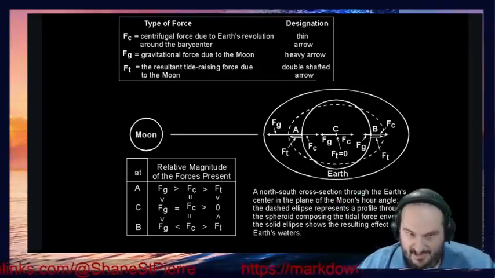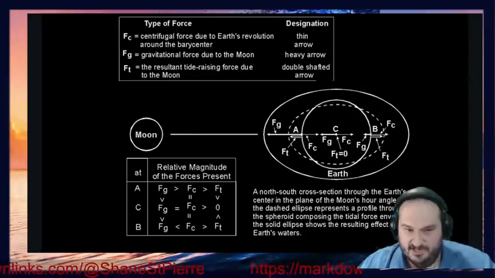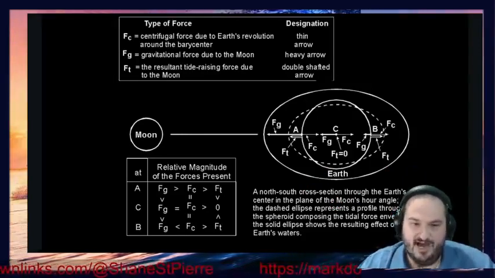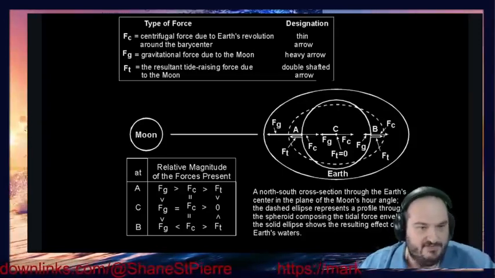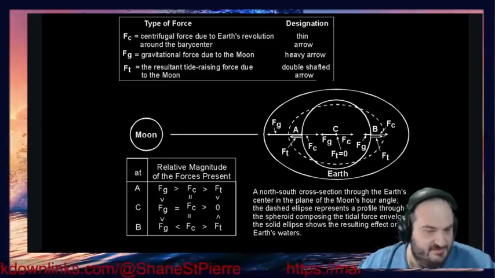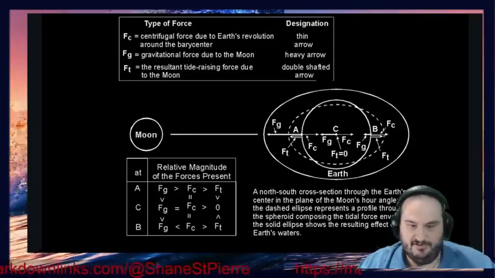So this is just a north-south cross-section through the Earth's center and the plane of the moon's orbit. The dashed ellipse represents a profile through the spheroid composing the tidal force envelope, if you will, and the solid ellipse shows the resulting effect on Earth's water.